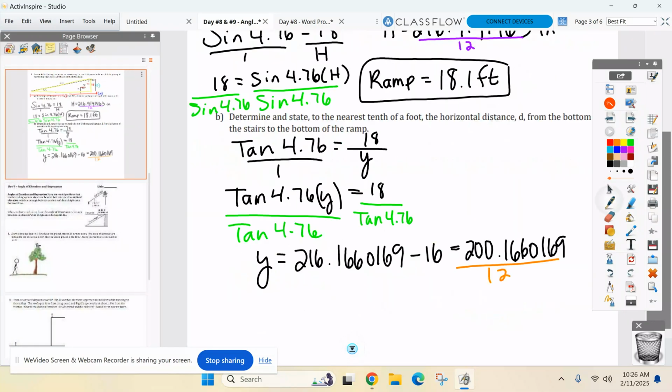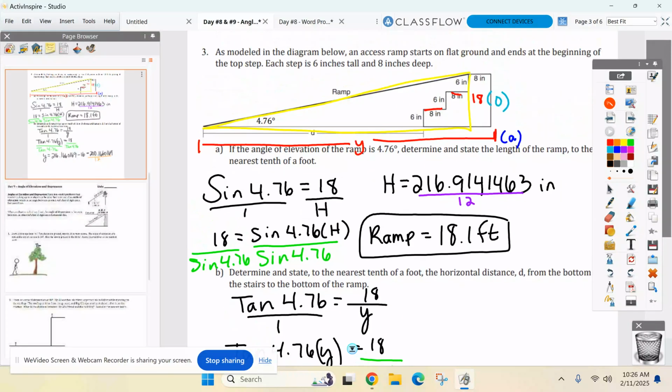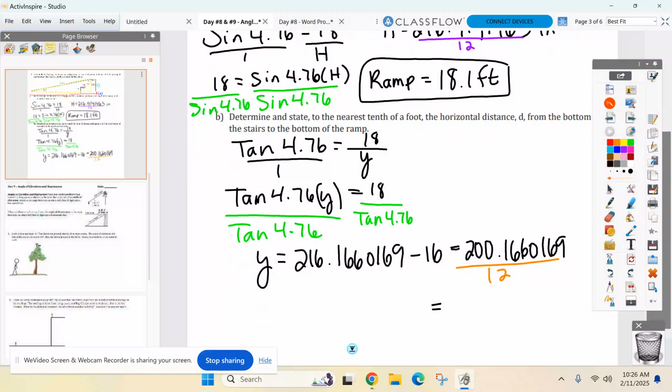I don't know what your preference is. I always like to do the conversion at the end of the problem, because if you don't, everything has to be turned into feet, including those 8 inches that we subtracted off. And I'm not going to subtract 8 over 12 and 8 over 12. So I like to do all the converting at the end. And that's going to be 16.7 feet.